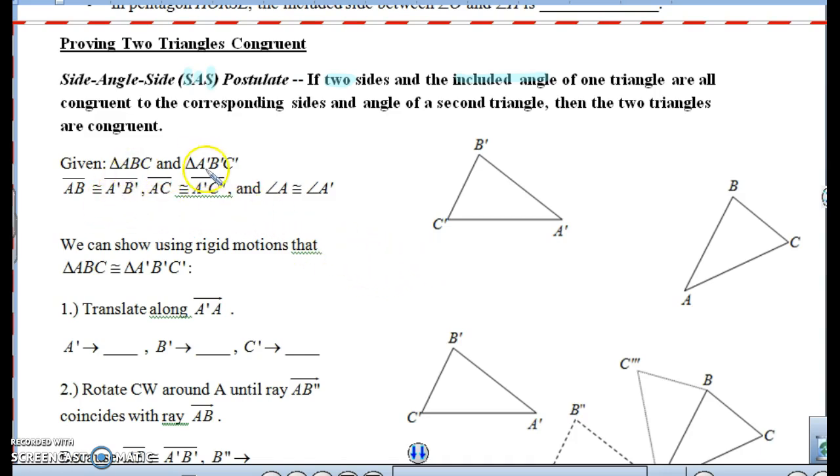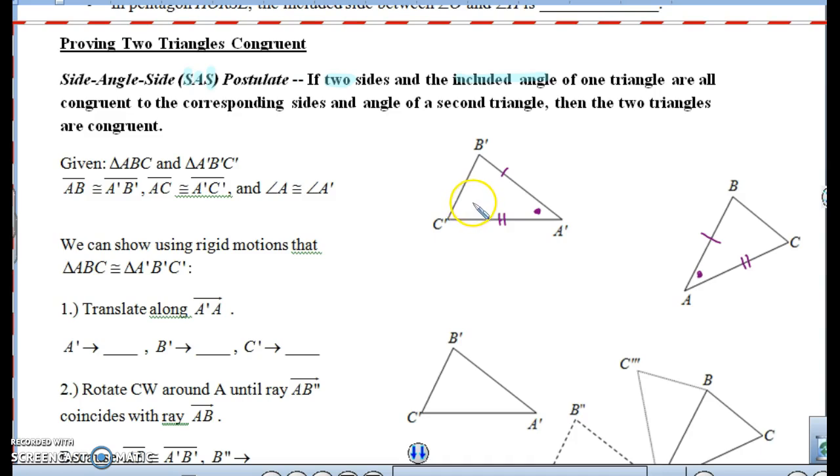So if I'm looking at these two triangles, if we have AB here congruent to A prime B prime, AC is congruent to A prime C prime, and angle A is congruent to angle A prime. Sorry, A is here, A prime is there. So that is side angle side corresponding to side angle side, so that's congruent. Now, we just said we don't know if they actually do correspond, but we're going to prove that they do. We're going to use rigid motions to prove that this triangle is really congruent to this triangle.